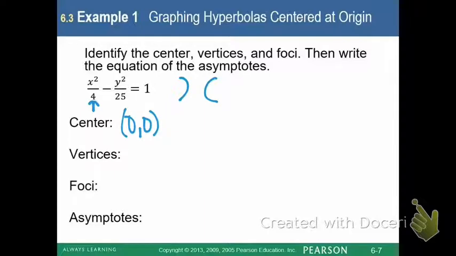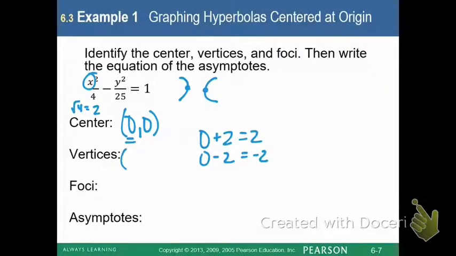So for the vertices, you're always going to look at, again, what comes first. Because the x's come first, it's opening left and right. So these points here are going to be the vertices. So remember, you always take the square root of what's underneath here. So the square root of 4 is 2. And that tells us that from the center, I would be going left and right 2 units. The x value is what comes first. So the x value of the center is what's going to be changing. So I'm going to take that value of 0 and add 2 and subtract 2. So my vertices here are going to be at 2, 0 and negative 2, 0.